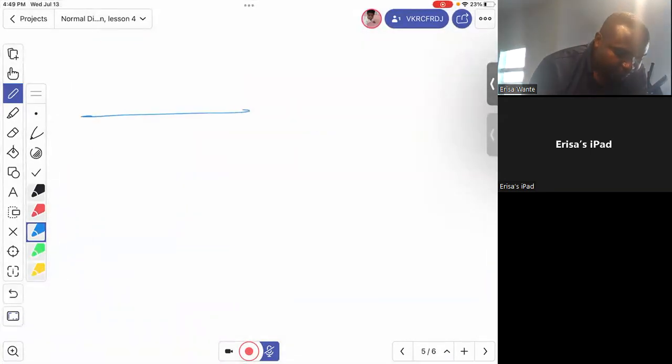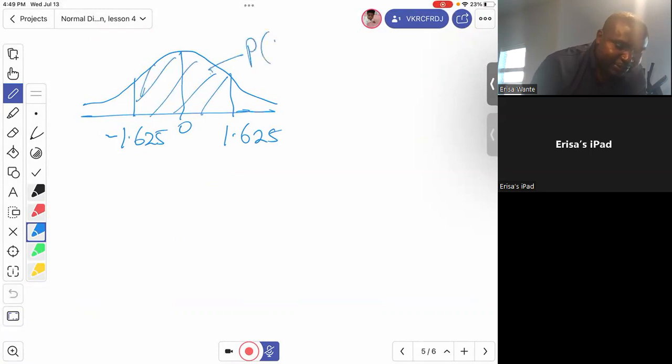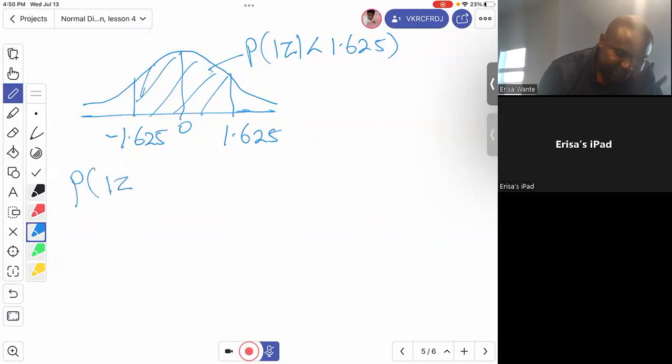Let's see. So you have 0, and this is what we're trying to find, between minus 1.625 to 1.625. We want to get that area, the probability that the magnitude of Z is less than 1.625, okay? And how do we get it? Just read it. The probability that magnitude of Z is less than 1.625 is now equal to twice the probability between 0 less than Z less than 1.625.